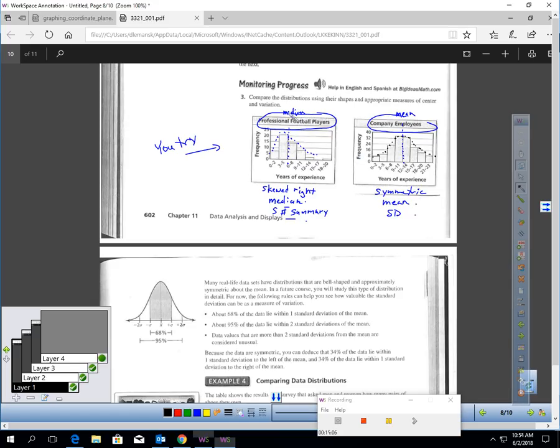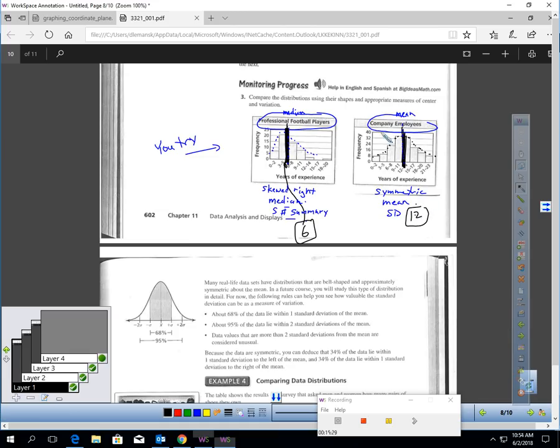The median of the football players, I'm estimating, is probably around the 6-year area. So the center of the data would be about 6 here, but for a company employee, their middle of the data would be about 12 years of experience.